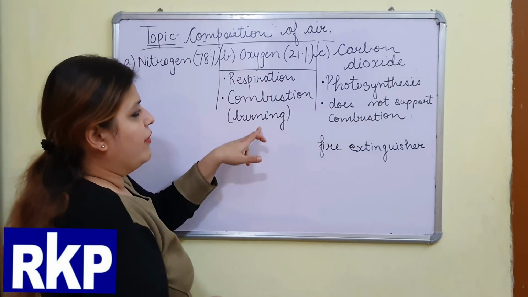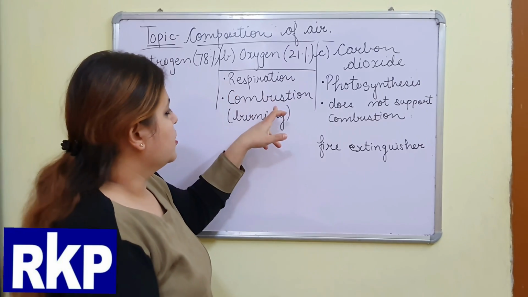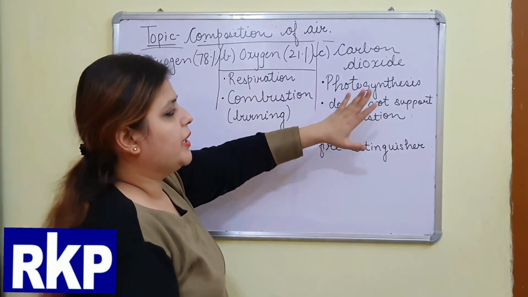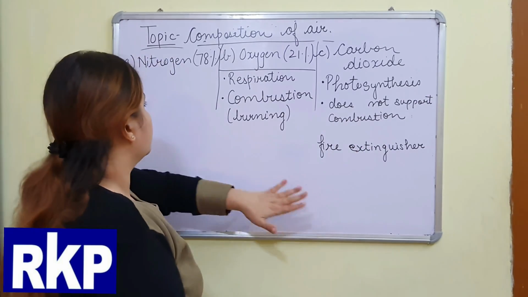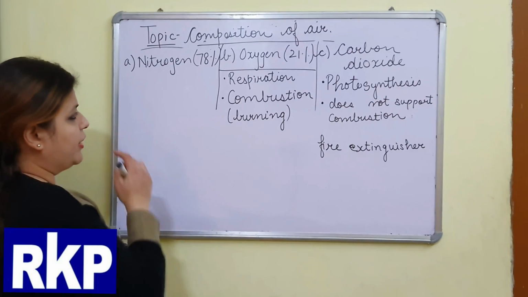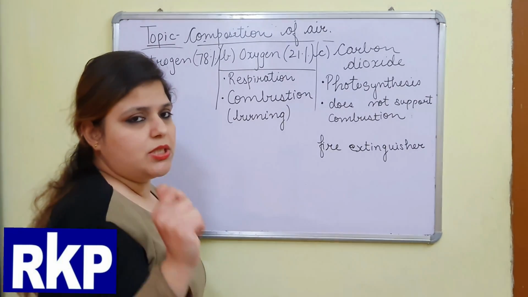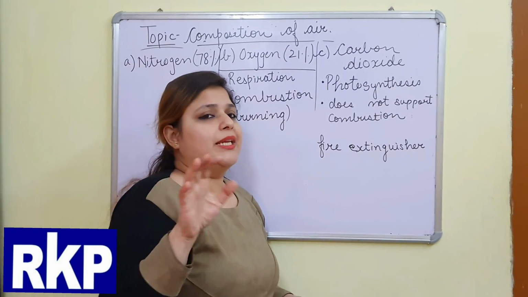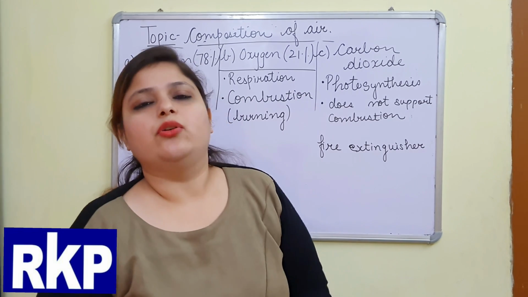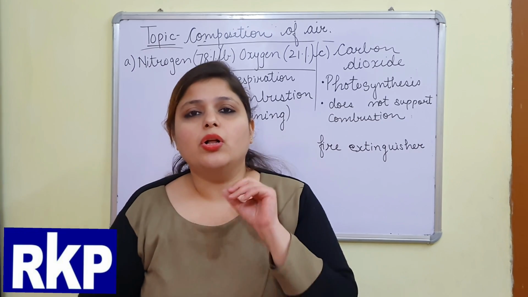Clear? Here I have told you oxygen gas supports combustion, means oxygen gas is needed for combustion, means burning. But carbon dioxide gas does not support combustion. What about nitrogen gas? What is the use of nitrogen gas? Nitrogen gas does not support combustion. Nitrogen gas does not put off fire. आग बुझाती नहीं है. But the main role of nitrogen gas is that it controls the fire.